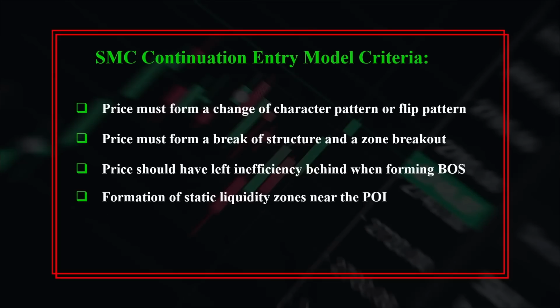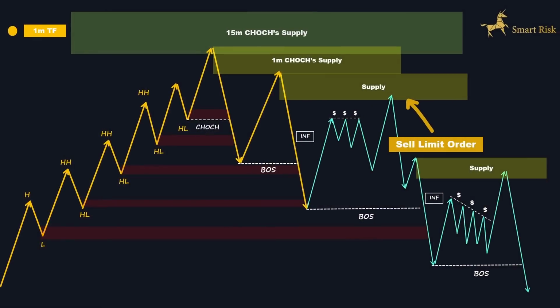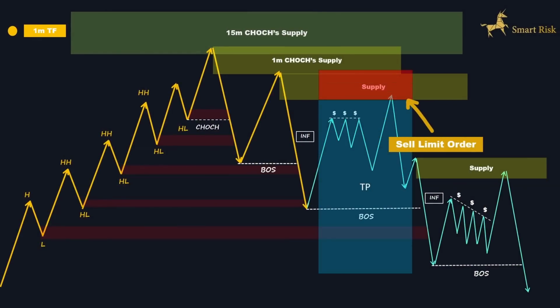In summary, to have an opportunity to execute continuation trades, it's essential that all of these rules and criteria are met, and there are no exceptions. Here, all the mentioned criteria are met. Next, we place our sell limit order at the lowest point of the supply zone, with the stop loss a few pips above the highest point of the area.